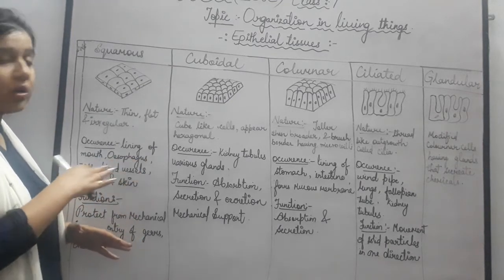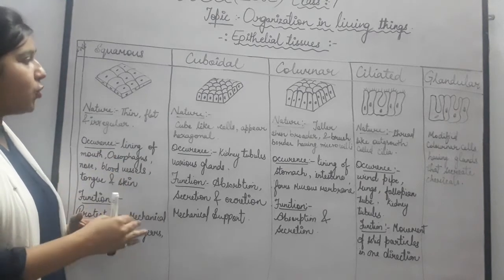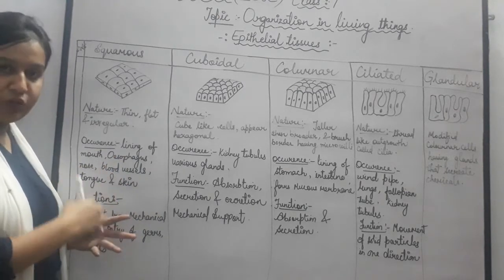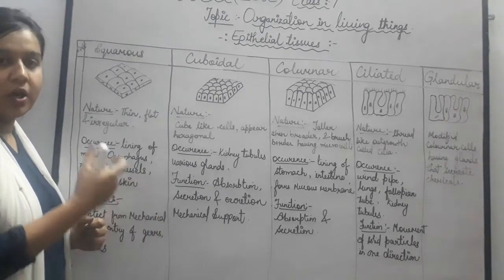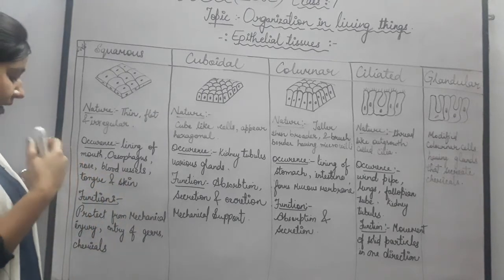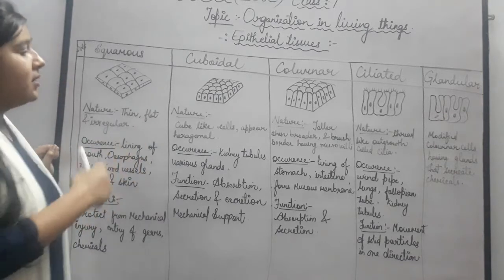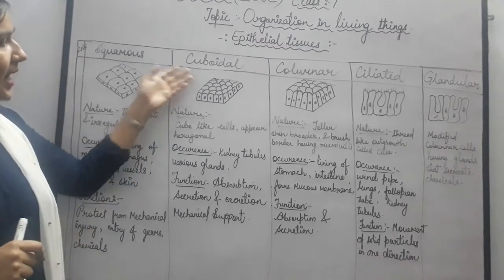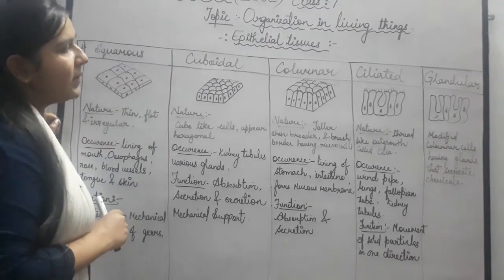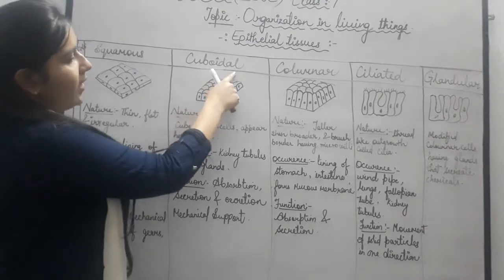As this is the outermost layer, it protects us from any injury or the entry of germs or any other chemical that attacks the skin. So now let's see the next type of epithelial tissue, that is the cuboidal.